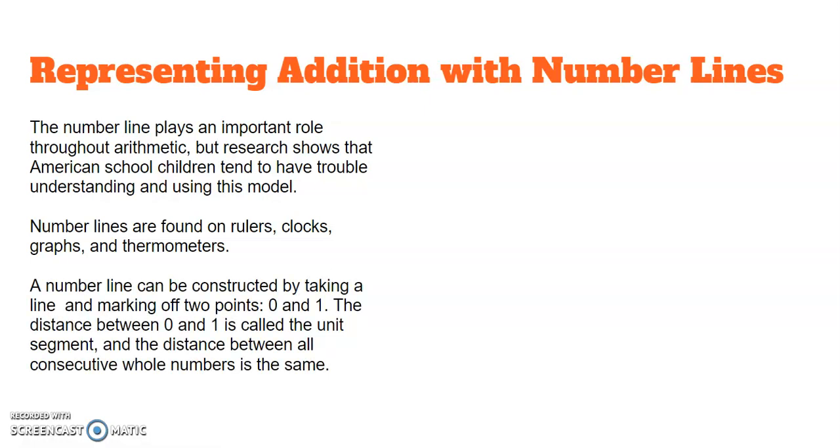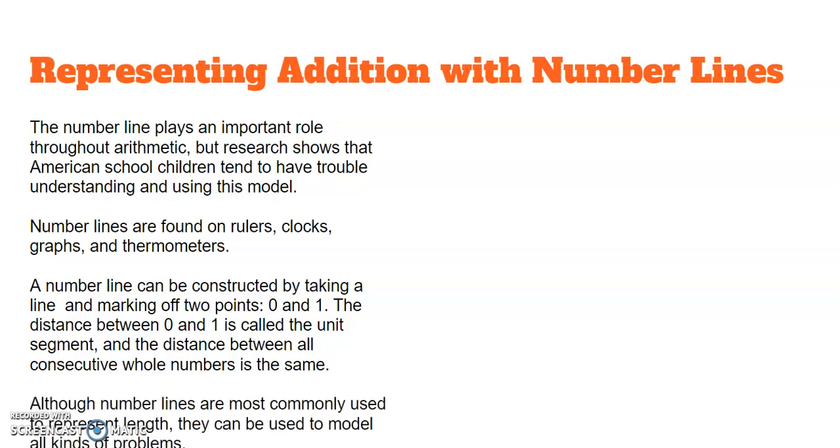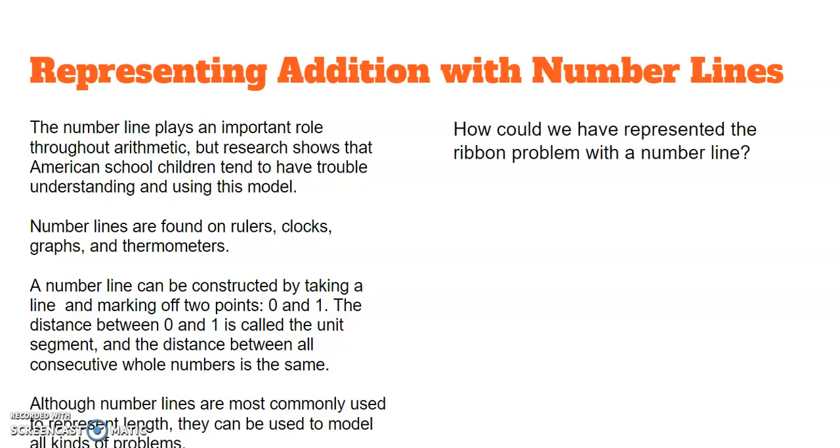A number line can be made by taking a line and marking off 2 points, 0 and 1. The distance between that 0 and 1 is our unit. So our unit segment is the distance between 0 and 1, and the distance between all consecutive unit segments is going to be the same. And even though number lines are most commonly used to represent length, they can be used to model all kinds of problems. Let's take our ribbon problem for an example, because it does represent 2 different lengths being combined.